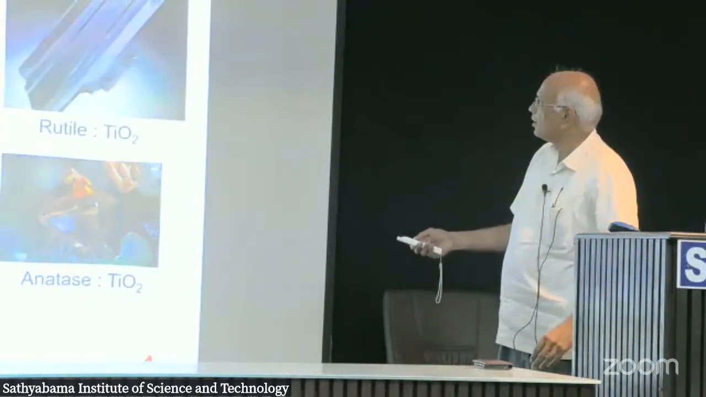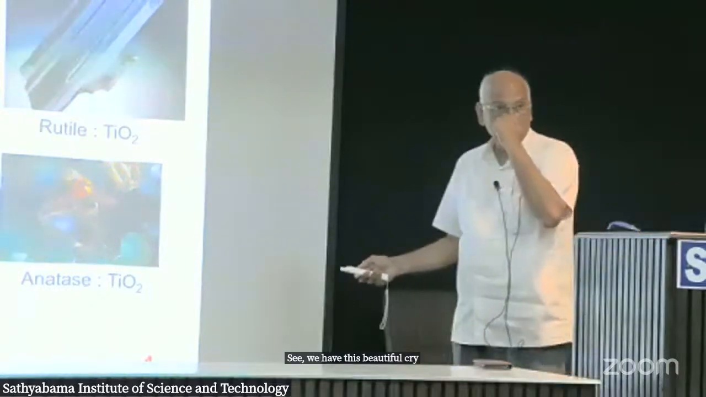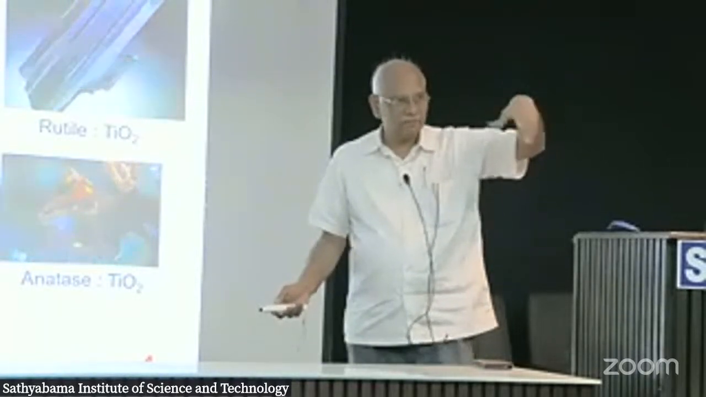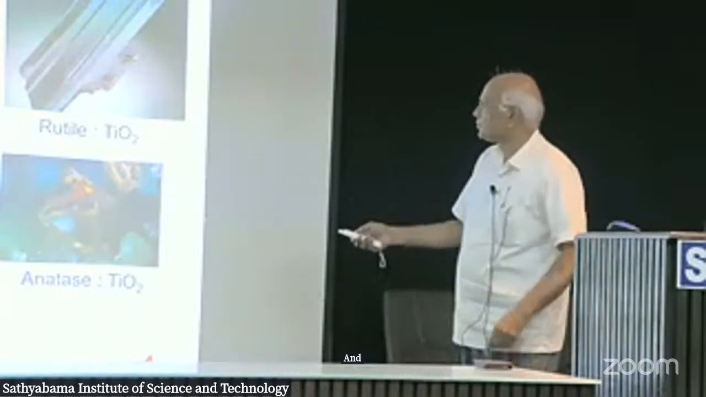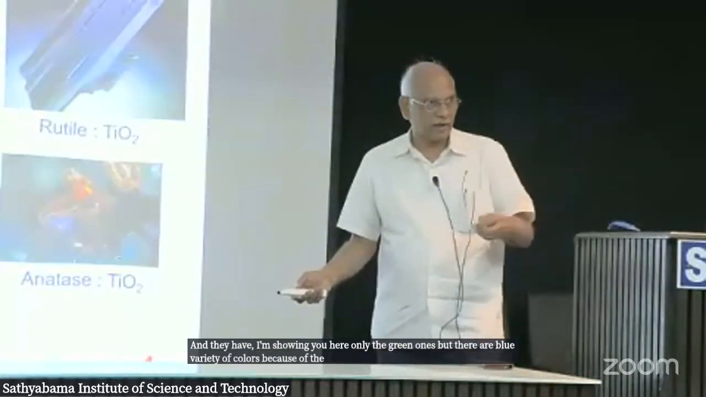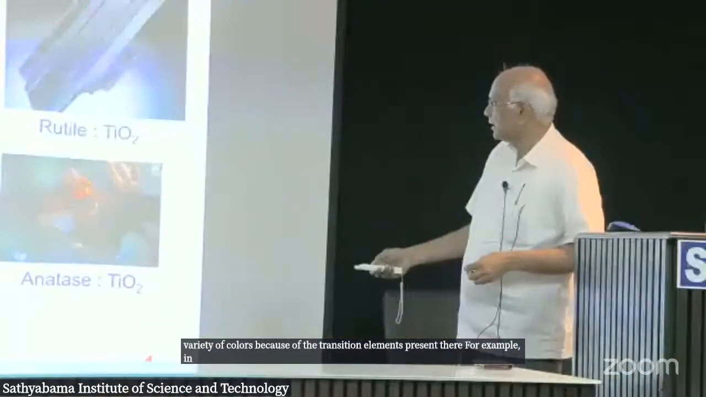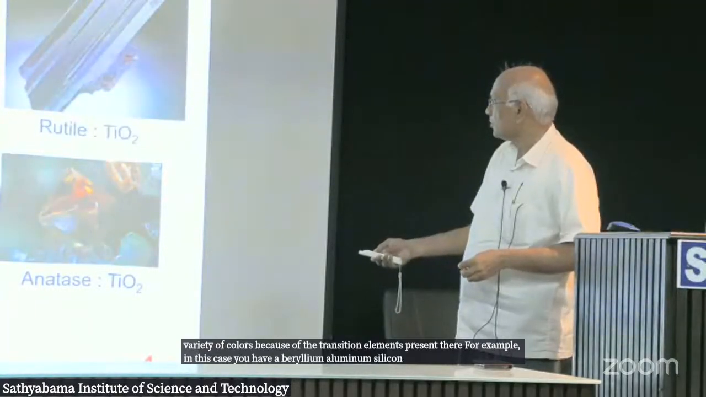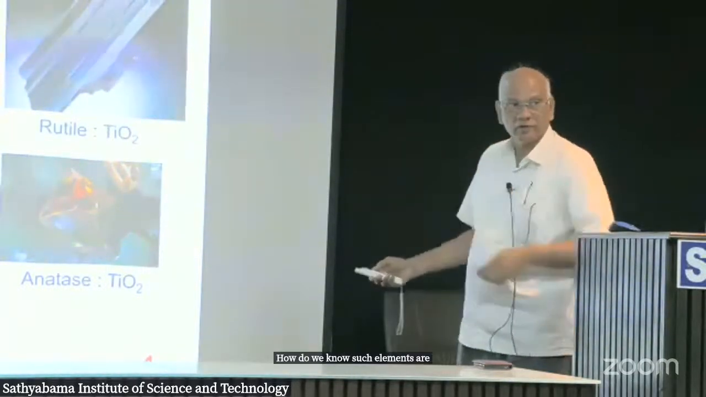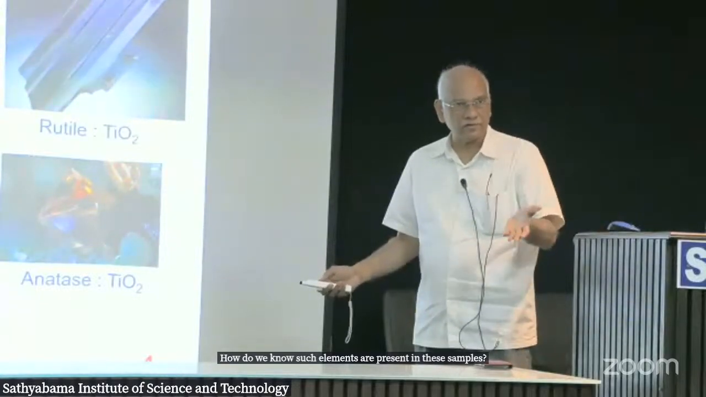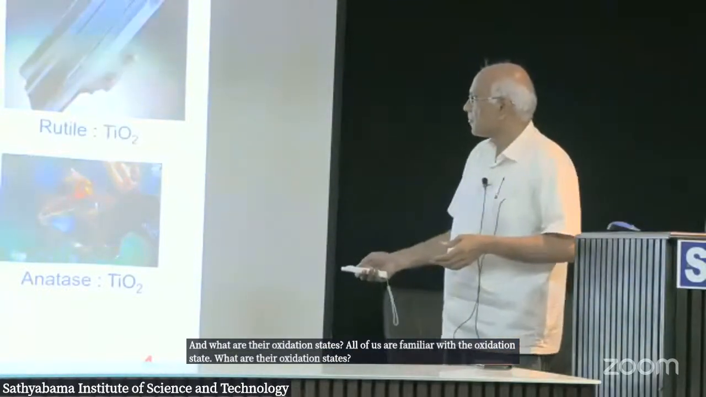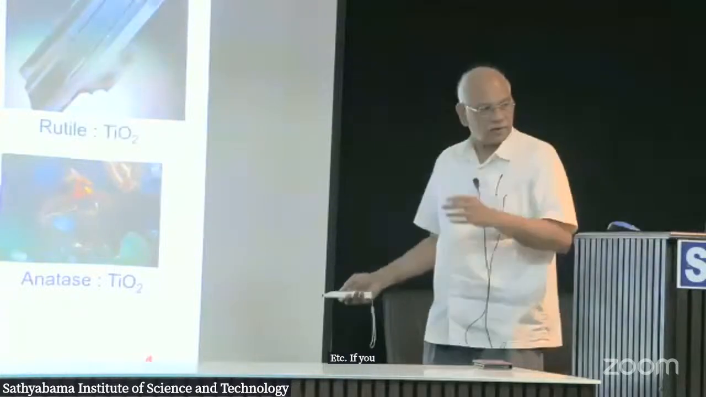We have these beautiful crystals. You must have seen some of these crystals grow in the sea. I'm showing you only the green ones here, but there are blue ones and a variety of colors because of the transition elements present. For example, in this case you have beryllium, aluminum, silicon, calcium, chromium. Different elements are there. How do we know such elements are present in these samples? And what are their oxidation states? All of us are familiar with oxidation states. What are their oxidation states, etc.?